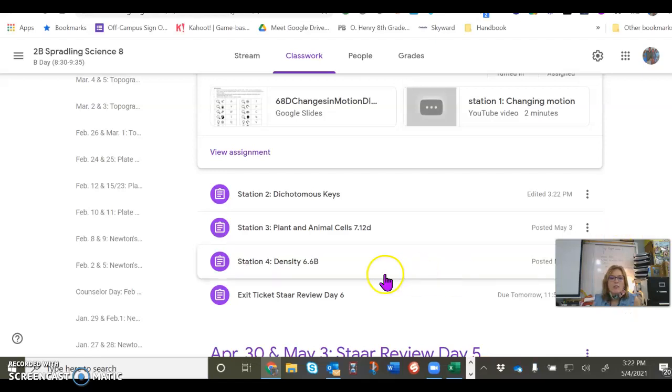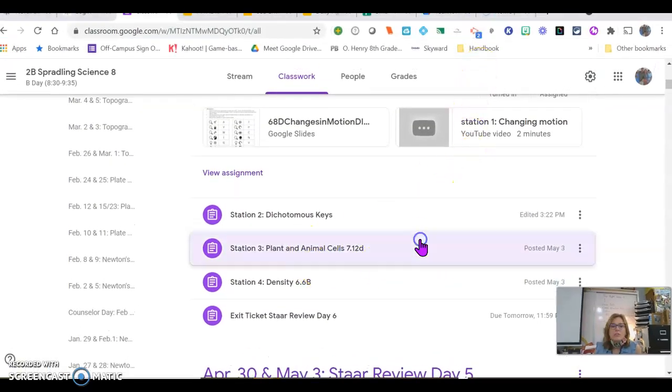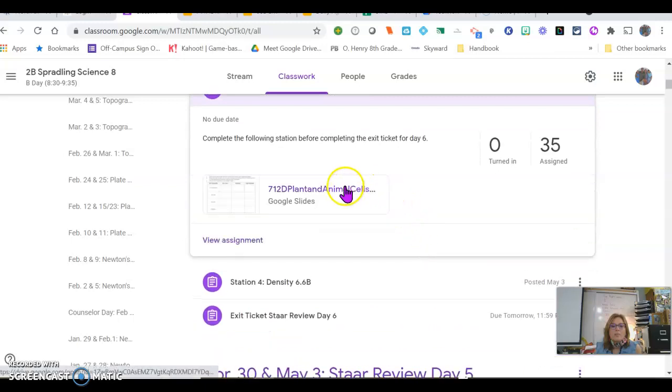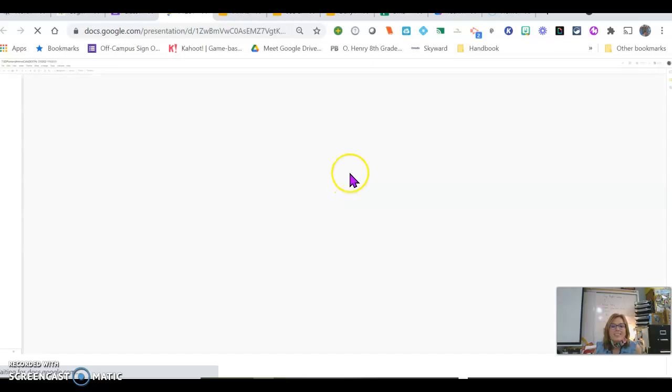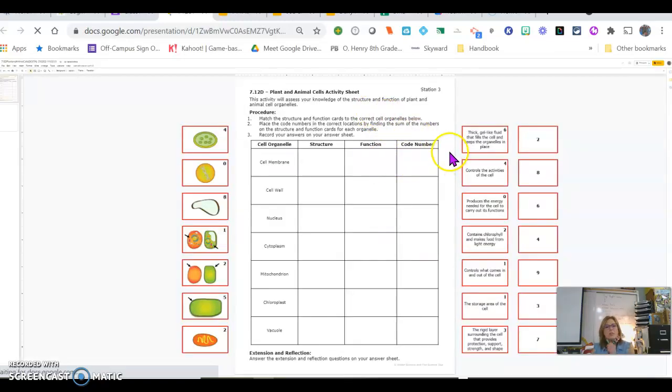Okay, so now we are on station 3. So if you'll open up station 3 on plant and animal cells, we're going to open that up. Remember, you can go back to my other recording there and you can look at the slide in the daily agendas. Scroll down to the slide that has the picture of the plant and animal cell.